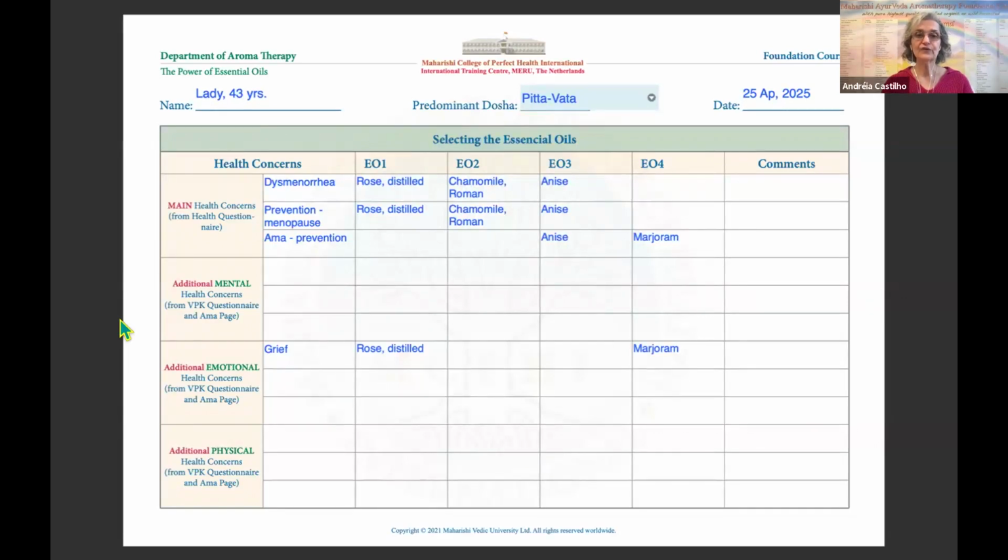So if I were to choose 2 essential oils for her that address the most symptoms, it would be rose distilled and marjoram. And with only 2 essential oils, she would have a complete treatment.